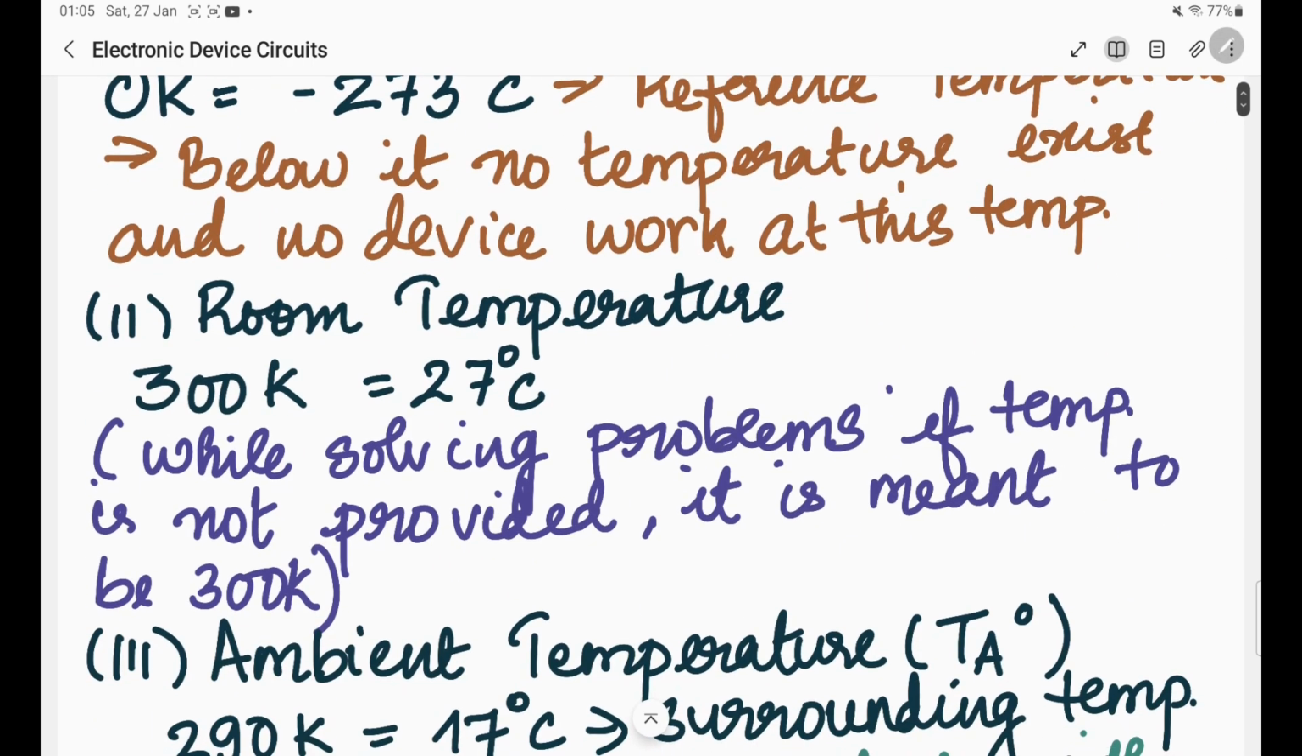Now let's see what is room temperature. Room temperature is regarded as 300 Kelvin, which is equivalent to 27 degrees Celsius. And you will often deal with problems where the temperature is not given. So what it means is that it is by default 300 Kelvin, or the room temperature, equivalent to 27 degrees Celsius. Mostly when you do problems related to electronics, it will be in Kelvin, so you can substitute the temperature as 300 Kelvin over there.